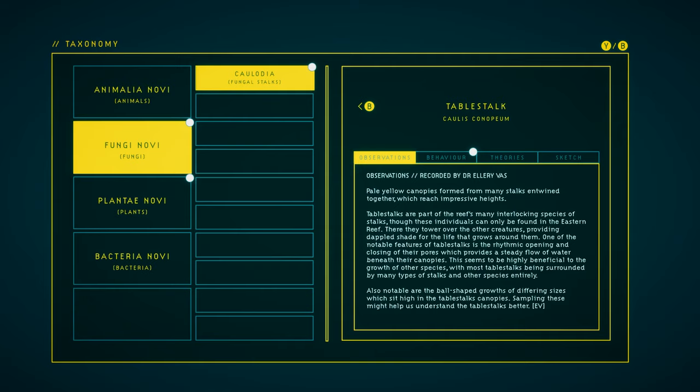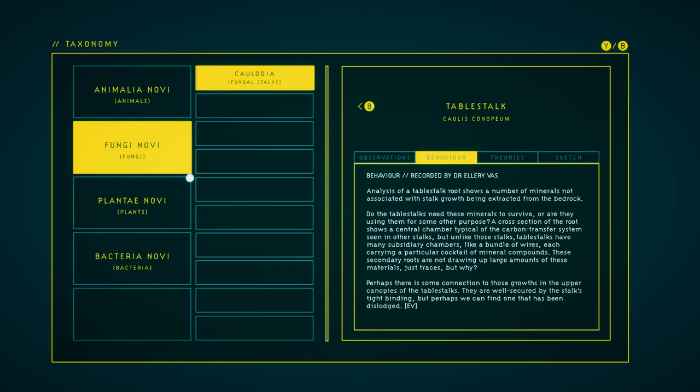This seems to be highly beneficial to the growth of other species, with most table stalks being surrounded by many types of stalks and other species entirely. Also notable are the ball-shaped growths of differing sizes which sit high in the table stalk's canopies. Sampling these might help us understand the table stalks better.